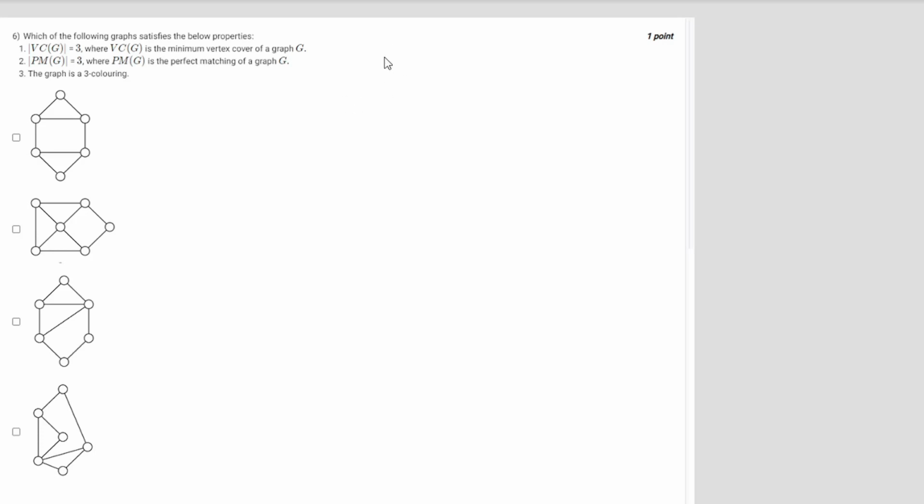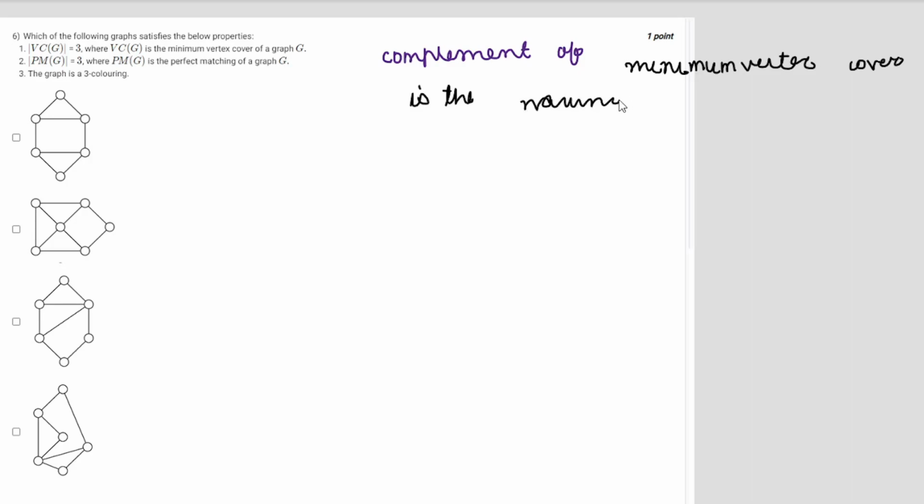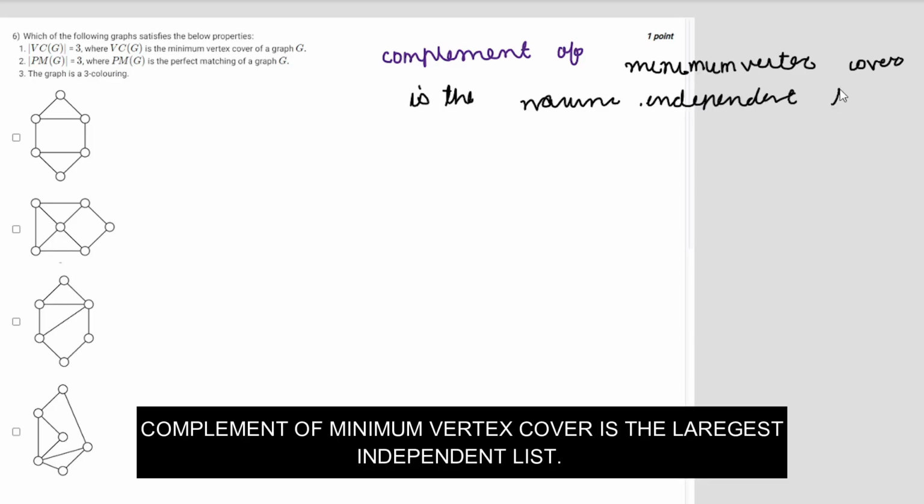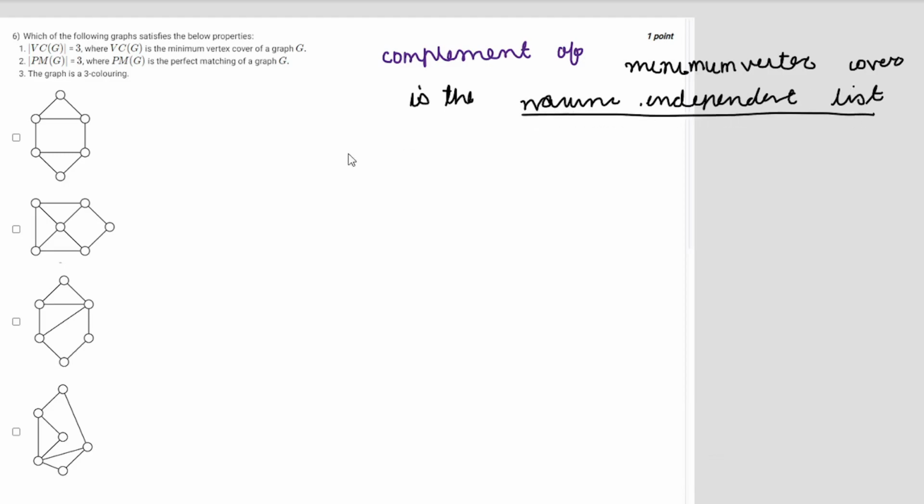So the property is that the complement of the minimum vertex cover is the maximum independent list. Maximum independent list means the cardinality of that list will be the most. The cardinality of that particular list will be the maximum among all the independent lists.